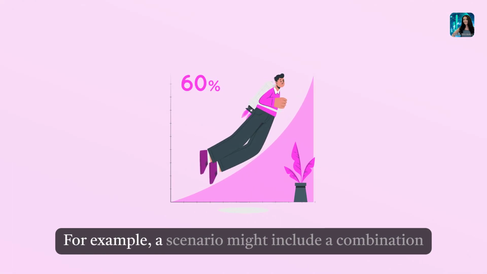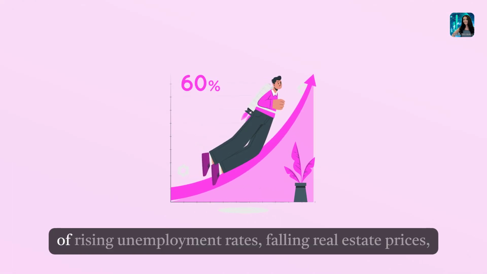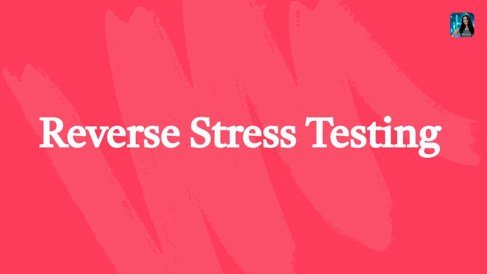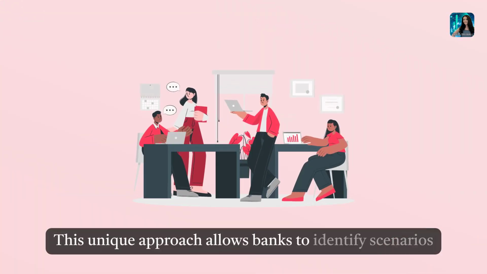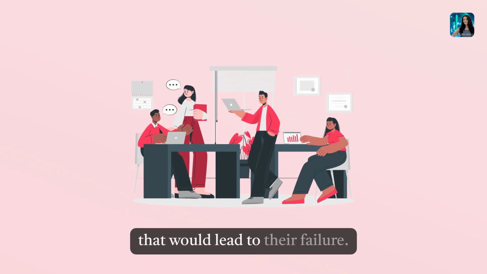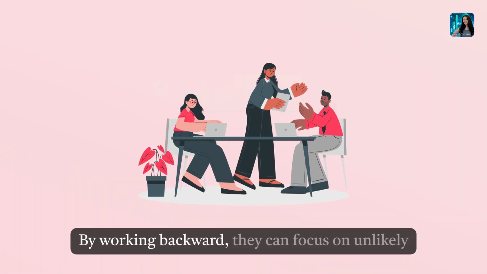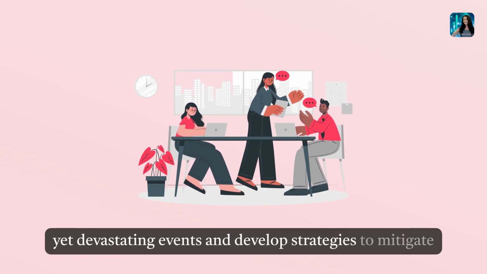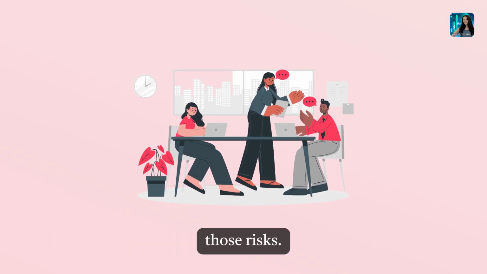For example, a scenario might include a combination of rising unemployment rates, falling real estate prices, and increasing defaults on loans. Reverse stress testing. This unique approach allows banks to identify scenarios that would lead to their failure. By working backward, they can focus on unlikely yet devastating events and develop strategies to mitigate those risks.